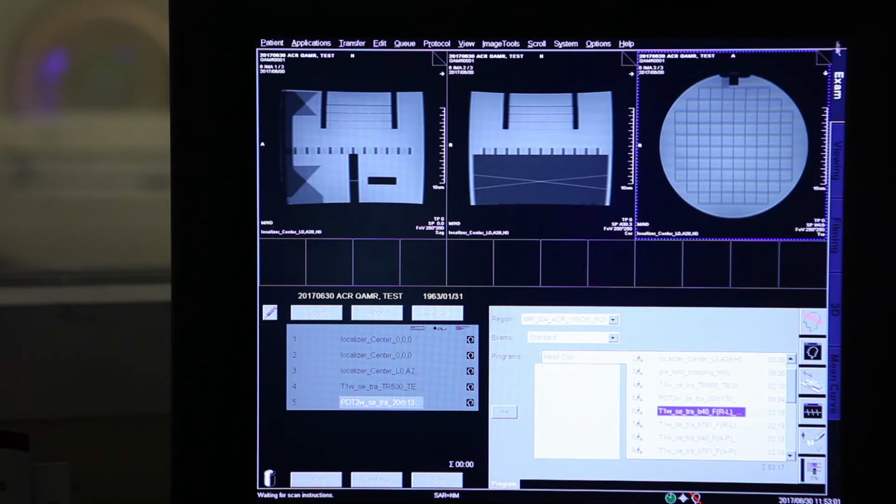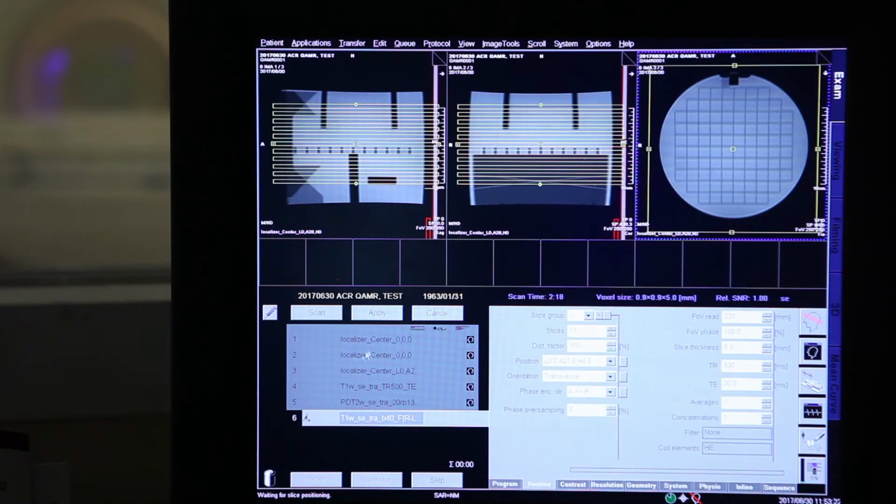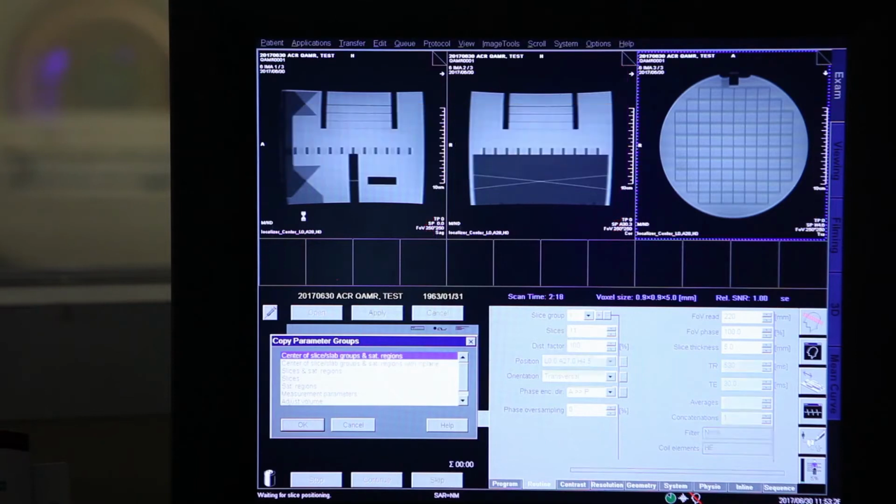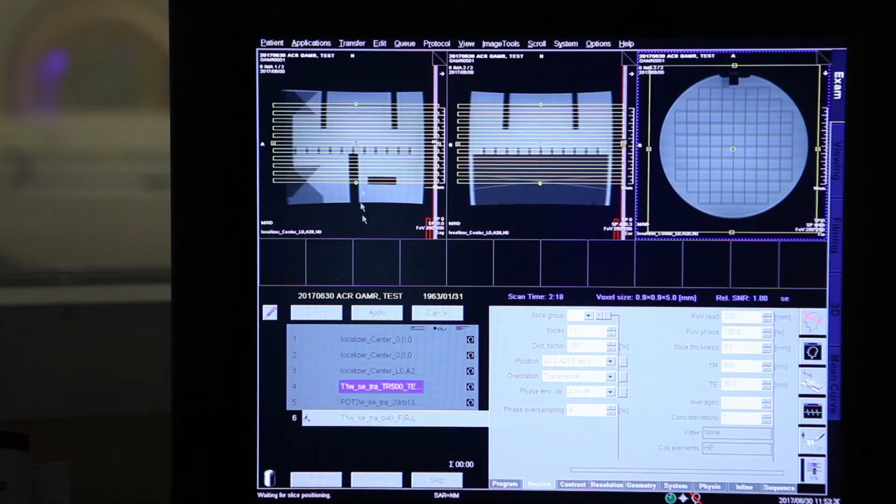What is the variable bandwidth method? Practically, you're using 2 sequences, in this case T1 spin echo sequences, with 2 different bandwidths. The first sequence is the sequence with 40 Hz per pixel bandwidth. We're going to take again 11 slices like the other ones. We open it, put it in one of the previous sequences, localize the same thing, and copy the parameters. We start with this specific sequence. This is the 40 Hz per pixel, the low bandwidth sequence.